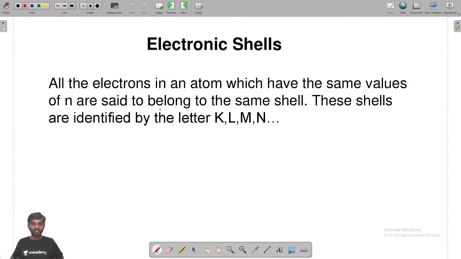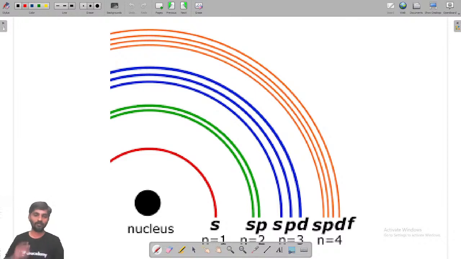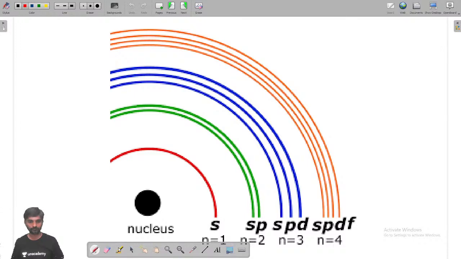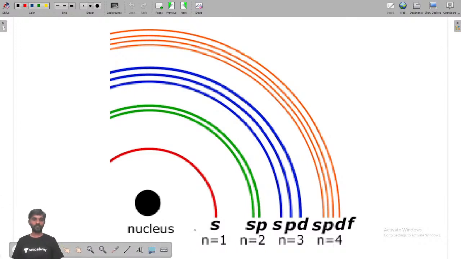Now, the electronic shells. As I told you, the n value represents the shell, in which shell the electron is living. Sir, I'll show you this. Now, I think you will understand this very well. For different values of n, you have different shells. For n is equal to 1, you have only one shell, the s shell. For n is equal to 2, you have s and p shells.